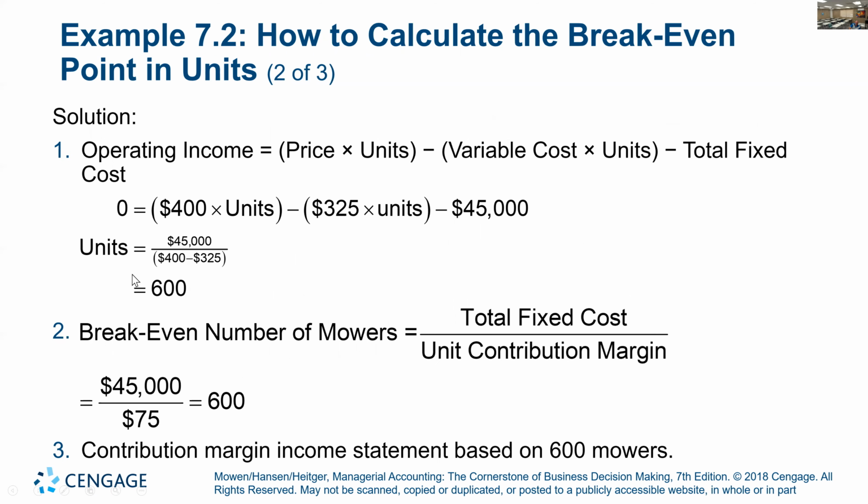We're going to worry about number 2 here. Don't worry about doing it this operating income method here. Break-even point number of mowers, our total fixed cost divided by unit contribution margin. Our fixed cost, 45,000. Our unit contribution is 75, the 400 selling price minus the 325 variable cost per unit, equals 600. So that means we need to sell 600 mowers in order to break even.